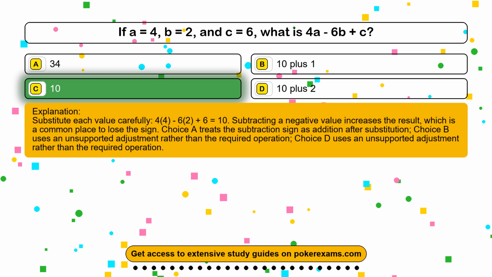Substitute each value carefully. 4 times 4, minus 6 times 2, plus 6 equals 10. Subtracting a negative value increases the result, which is a common place to lose the sign. Choice A treats the subtraction sign as addition after substitution. Choices B and D use an unsupported adjustment rather than the required operation.